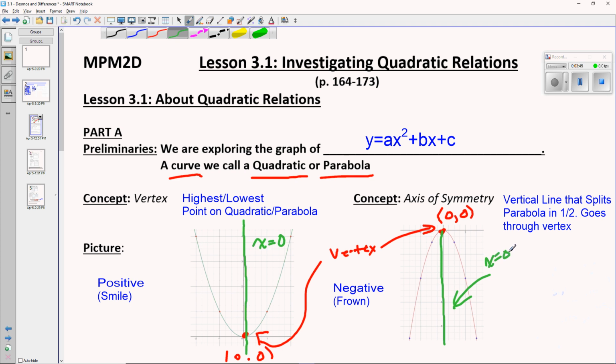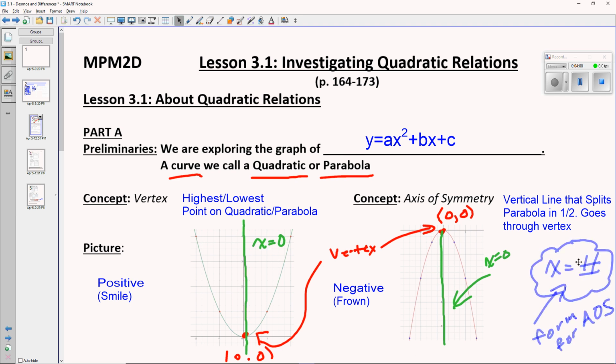Now, what I want you to realize is that anytime you hear about the axis of symmetry, it's the line that literally acts like a mirror. Anything on the right side is matched to the stuff on the left. So in this case, you would have x equals a number, which gives us the form of our axis of symmetry, and it always goes through our vertex.